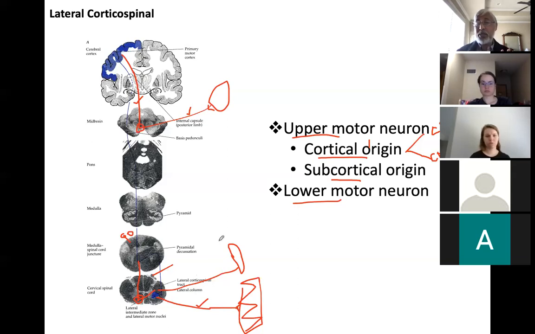Now, functionally, what is the difference between the lateral corticospinal and anterior corticospinal tract? Lateral corticospinal tract will innervate the distal muscles, the muscles which are involved in fine movement. That is the function of lateral corticospinal. What type of muscle will the anterior corticospinal tract innervate? It will innervate the axial muscles, which we call proximal muscles. They are not involved in fine response.